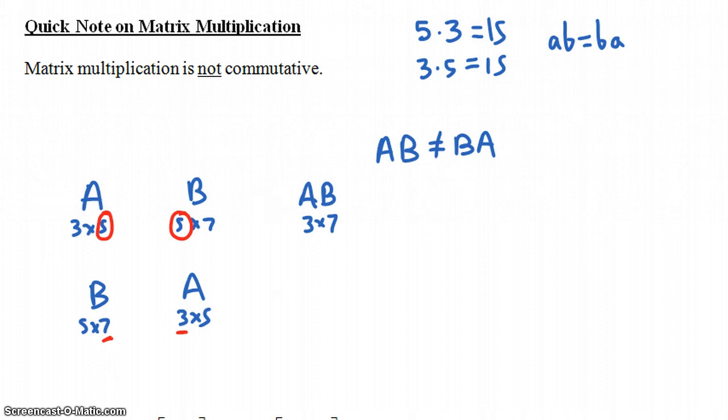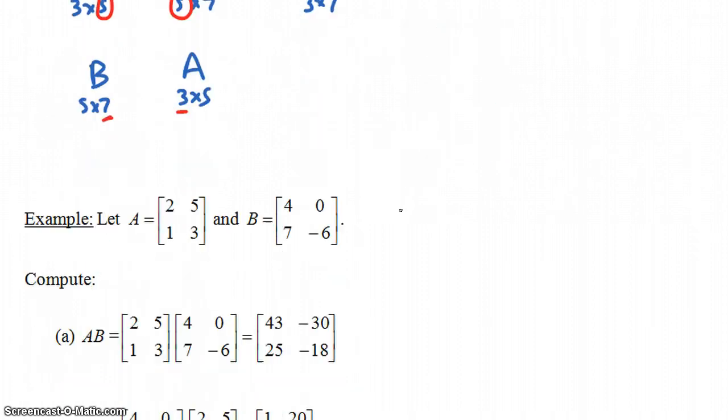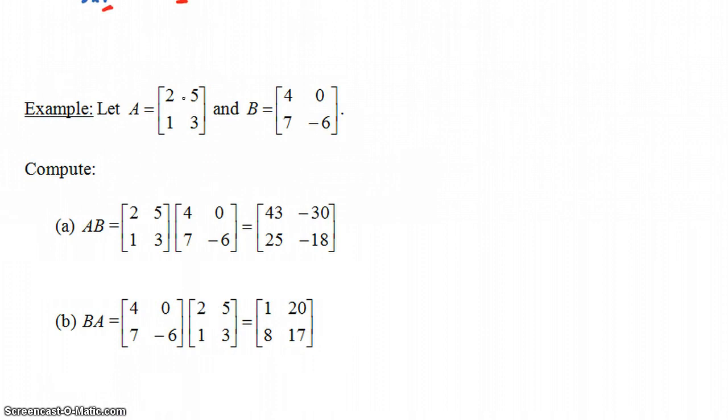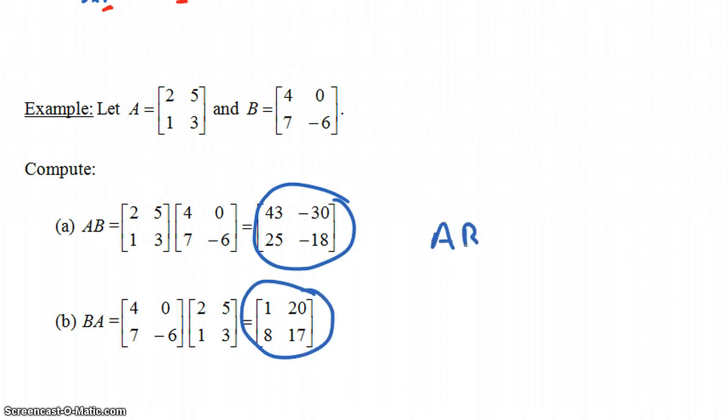But even if it is possible to do both A times B and B times A, your answers are not necessarily going to be the same. In fact, in most cases, they will not be the same. As a quick example, I defined a 2 by 2 matrix A right here and a 2 by 2 matrix B. We can multiply A times B and we can multiply B times A, but notice that our answers are not the same. A times B is not equal to B times A.